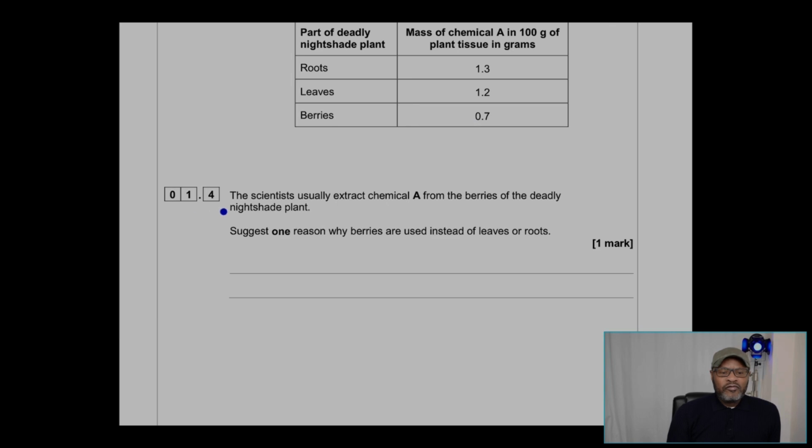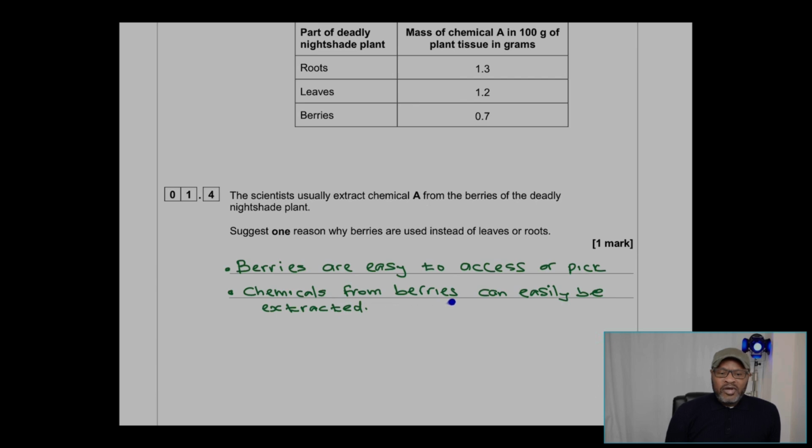Question 1.4. The scientists usually extract chemical A from the berries of the deadly nightshade plant. Suggest one reason why berries are used instead of leaves or roots. Because it's easy to access the berries or pick them, and the chemicals from berries can easily be extracted, and taking berries from the plant will not harm the plant.